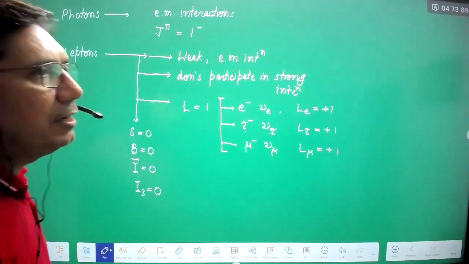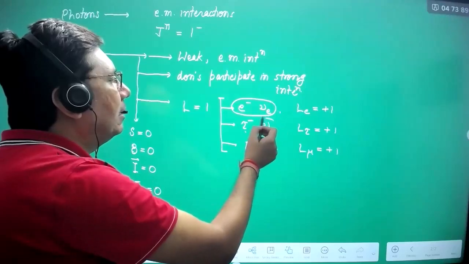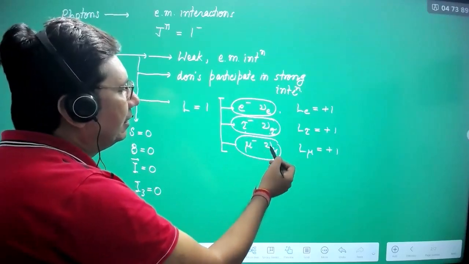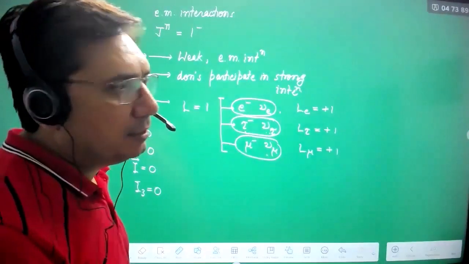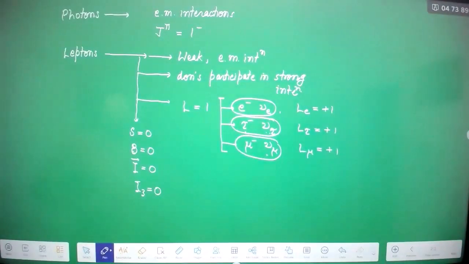So this is about leptons. Leptons are made up of three families. One is called the electron family. The second one is called the muon family. I have written this lower, but this is the second family, and this is the third family. So please write it by flipping it. I have discussed up to this point.